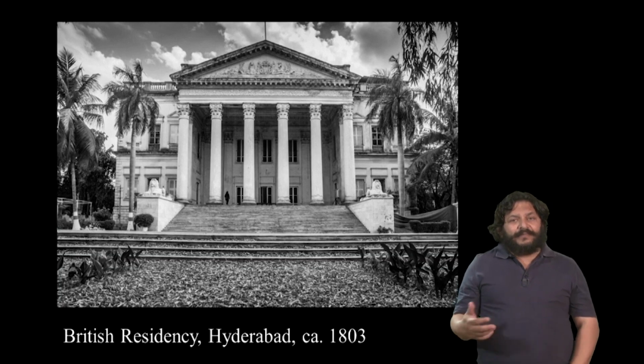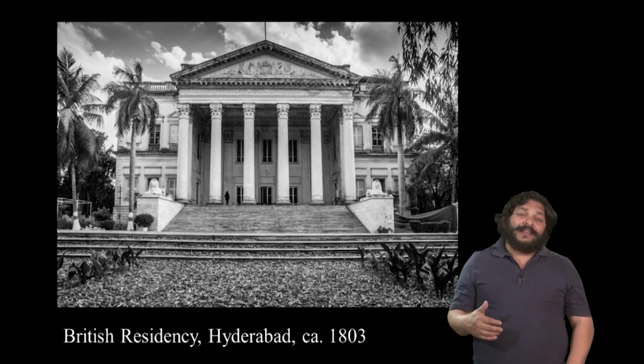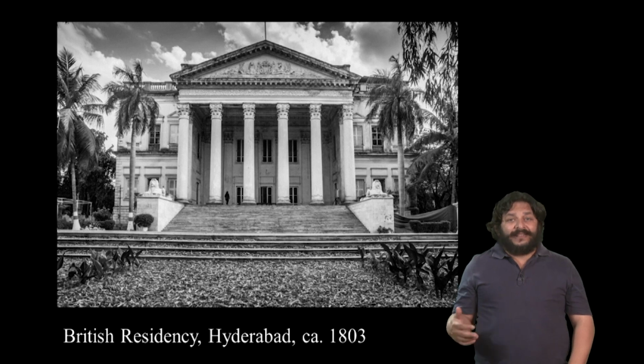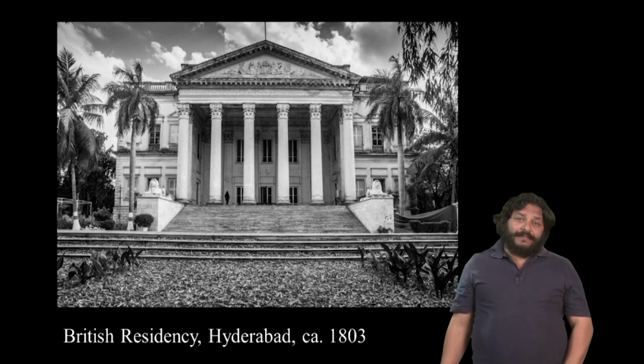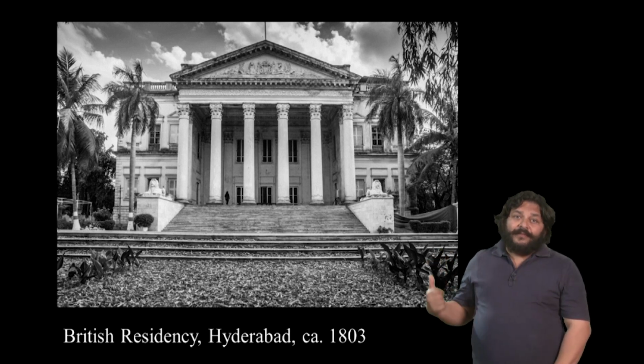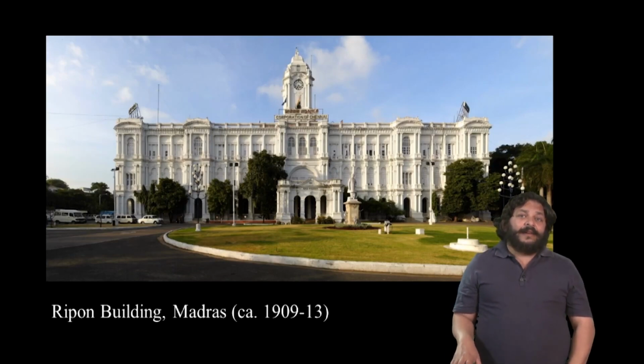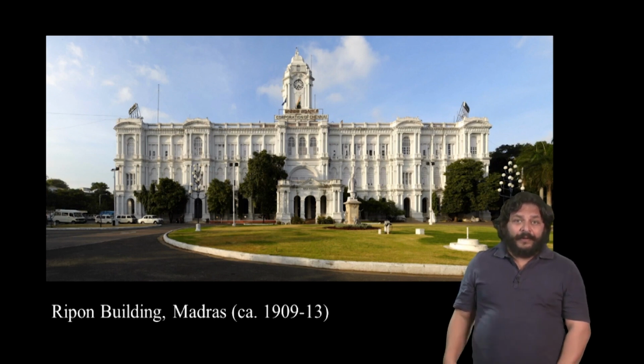The British, when they first come to India, have patronized for themselves a purely neoclassical language of architecture, and that is because neoclassicism was the rage in 18th century England. The buildings that they build in Calcutta or in other places like Bombay and Hyderabad conform to this neoclassicism. In fact, in some parts of India, as late as the early 20th century, you see neoclassical architectural vocabulary being deployed.